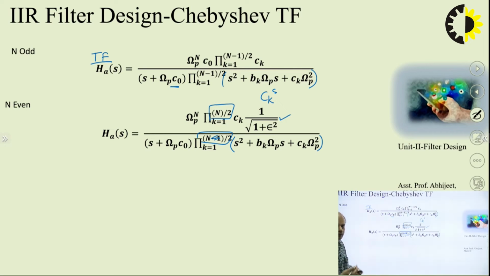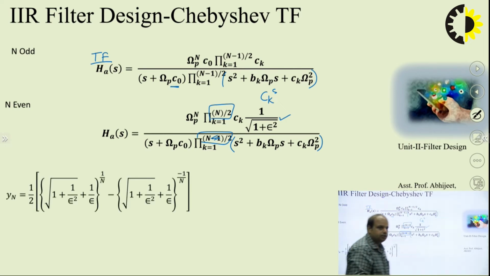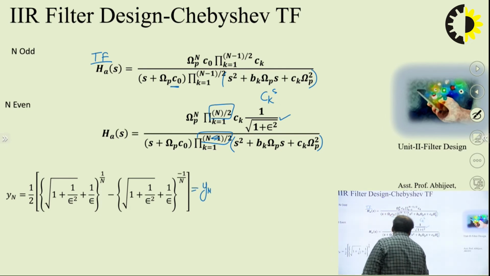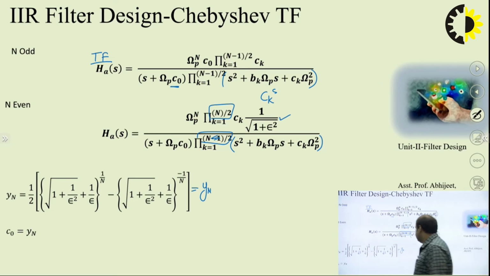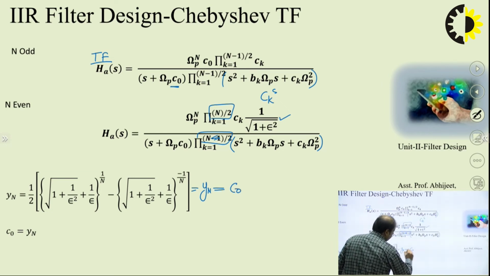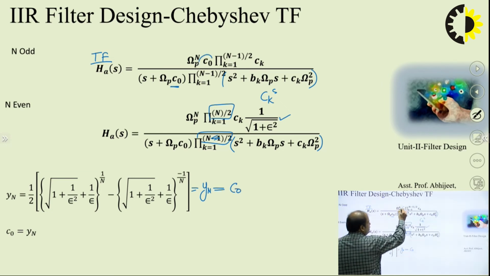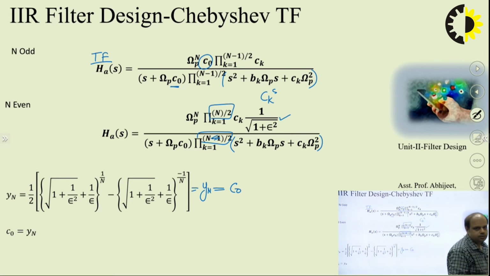Now, how do we define the coefficients bk and ck? So first of all, we calculate what is called epsilon. This is epsilon, yn, which is also equal to y naught. So yn is 1 upon 2, square root of 1 plus 1 upon epsilon square plus 1 upon epsilon, raised to the power 1 by n, minus the same quantity raised to the power minus 1 by n. So this is yn. If I have yn, then this yn is actually equal to C0. C0 is for the case of n odd.